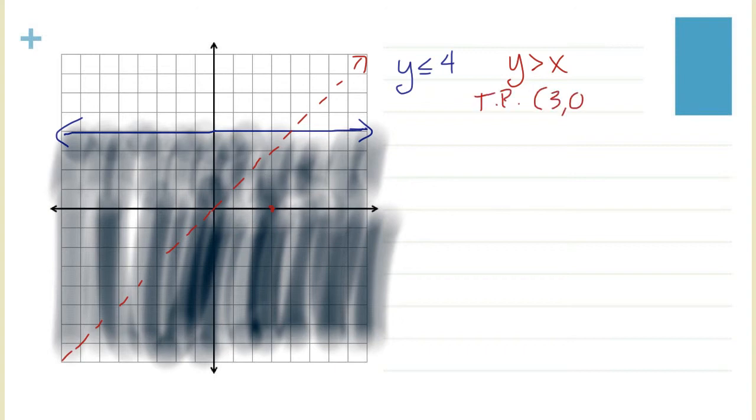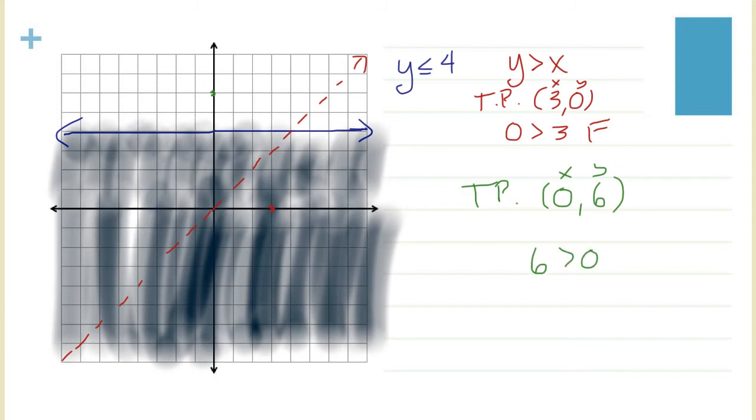So 3, 0. This is my x, this is my y. The biggest mistake I can make here is put them in the wrong spot. Y is 0, x is 3. Is 0 greater than 3? False. So now I'll pick a point up here just to be safe. I'll pick 0, 6. I just need something above the red line. If I stick that in, this is my x, this is my y. Is 6 greater than 0? Yes. So I'm going to shade where the green dot is.